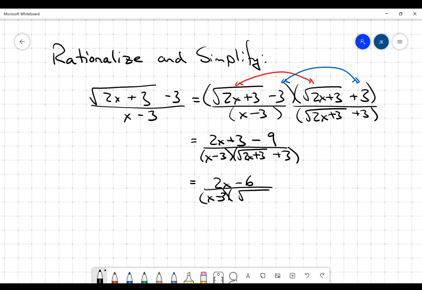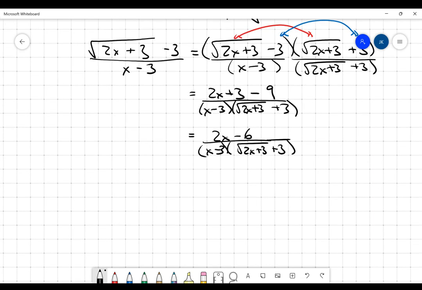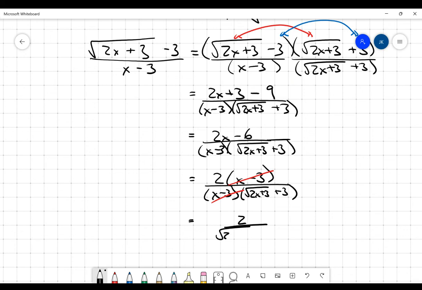And then I can't help but notice that in that numerator, there is a common factor of 2. And if I take that out, I get 2 multiplied by x minus 3. This will be over x minus 3, and I like that. I'm seeing a common factor there, over the square root of 2x plus 3 plus 3. Those two are going to cancel, and then I'm going to be left with just the 2 over the square root of 2x plus 3 plus 3. And that's fantastic. That's a great answer.